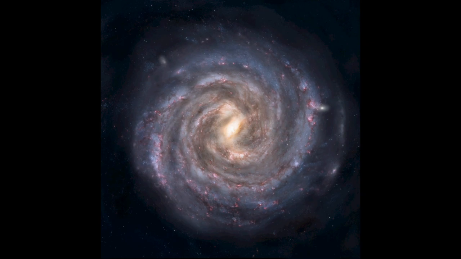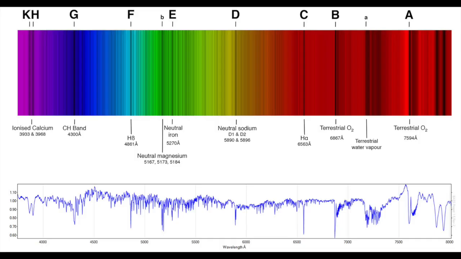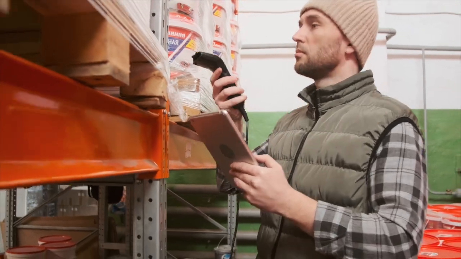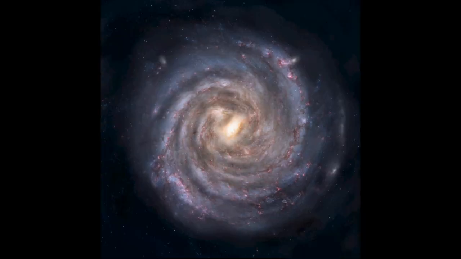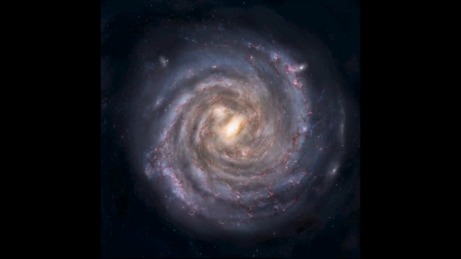One of the foundational papers in the field, Epochs of Early Type Galaxy Formation as a Function of Environment, from 2005, sets out some techniques involving spectroscopy and metallicity observations. Spectroscopy uses the interactions between atoms and light to tell what chemicals are in your sample, and each element has its own barcode. Using this information, ratios between different elements can be made, and ages of stars can be inferred.